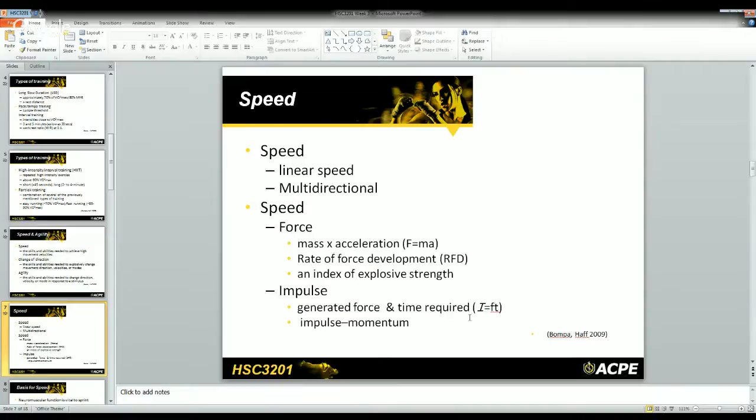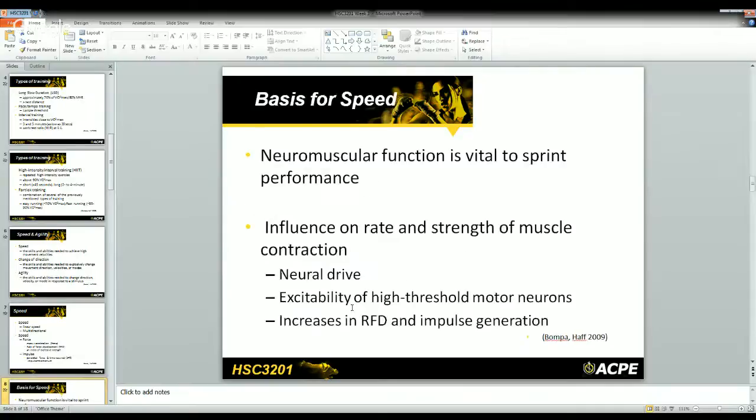So force is mass and acceleration. So the greater the acceleration needed over a greater mass to generate the same force. Now the base for speed primarily is neuromuscular function. So it's that explosive training. So when we're talking about power training, it's not about creating the muscular, it's about creating the synchronization and the firing patterns of our motor units that controls the contraction of our muscle fibers or muscle mass. Rate of and strength of muscle contraction, so neural drive, excitability, and the increases in rate of force development all come from a neuromuscular drive.